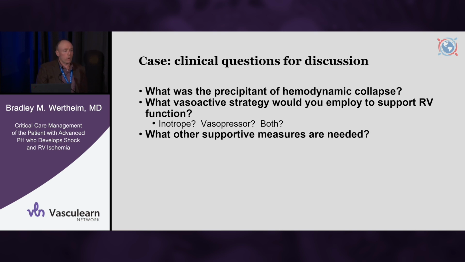And then what other supportive measures are needed? Because we all understand now that it's actually almost the wrong answer to be perseverating on what agent to use. You have to do a lot of things in parallel, and only one of which involves the use of a medication to modulate systemic vascular resistance.